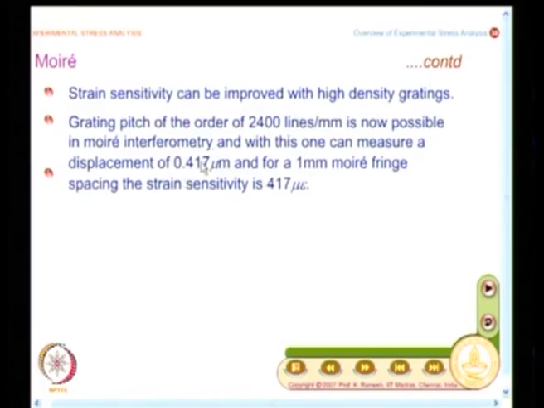But look at the other thing, if one fringe is 1 millimeter, Moiré fringe spacing is 1 millimeter, the strain accuracy is only 417 micro strain. And I said we want to work much below 1000 micro strain. Okay. So, Moiré interferometry has a limitation, it cannot go below a certain level.